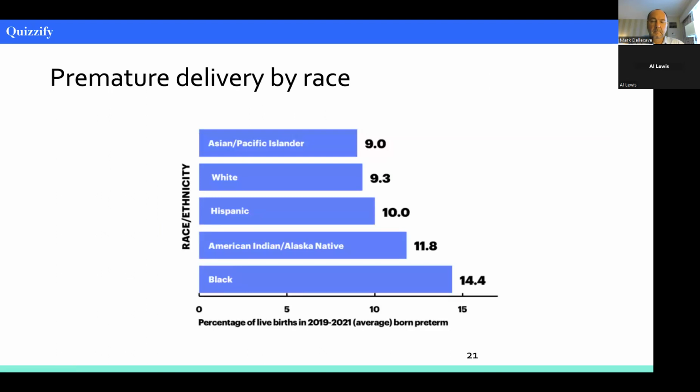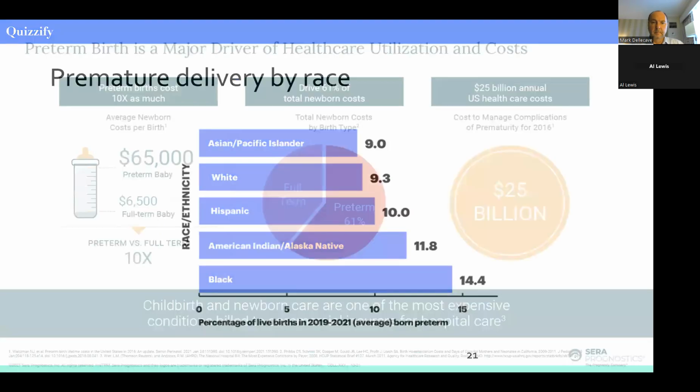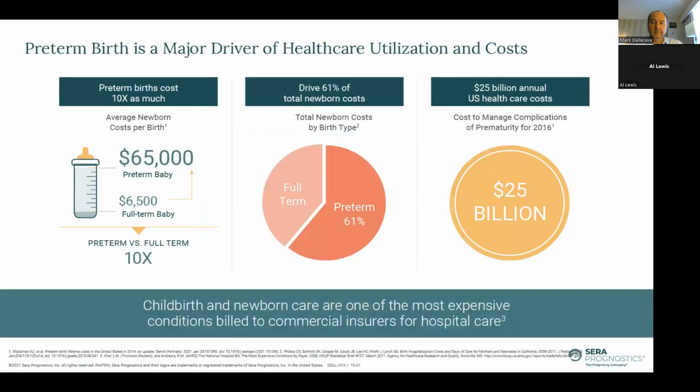Now, this stat is pretty well known. It's from the March of Dimes, and it shows a fairly dramatic difference in premature delivery by race. And preterm birth is not just a little thing. It actually is a major driver of healthcare utilization and cost. Full disclosure, these next 3 slides come from a vendor called Sarah Prognostics. Quizzify generally does not endorse particular vendors. This is an exception because they are the best. They're the only ones who do what they do, and it's a lot of money, and education helps a great deal.